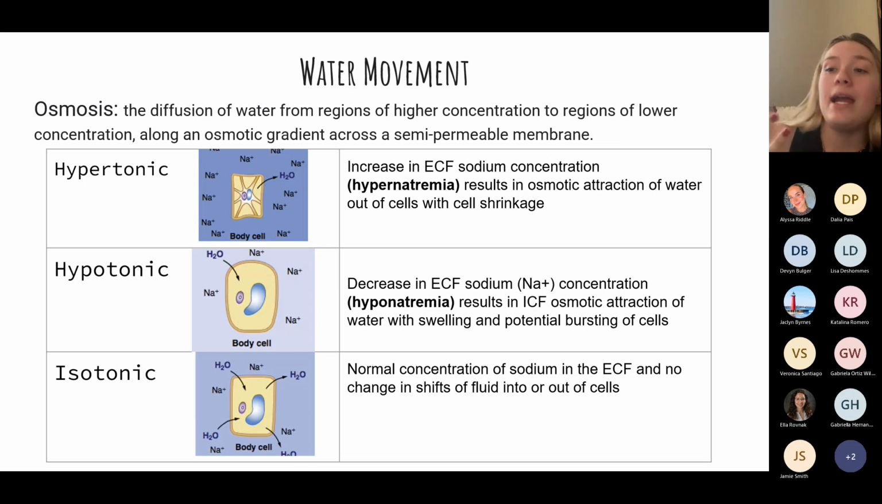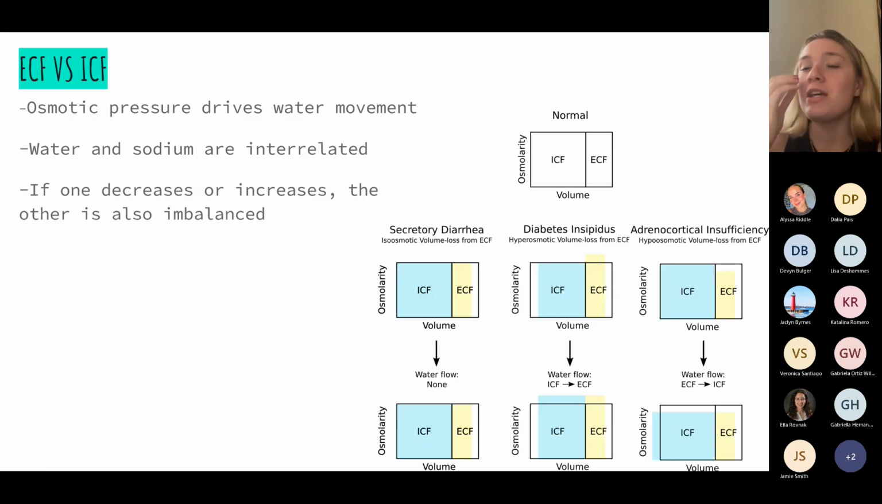And finally, our isotonic, this is our normal concentration. So if my patient doesn't require fluid resuscitation and we don't need to take fluids off of them, this is just what's going to keep them at their happy place. So that's isotonic. I'm talking about the ECF versus the ICF. What takes fluid and pulls it into the cell versus out of the cell? Well, it's from osmotic pressures.